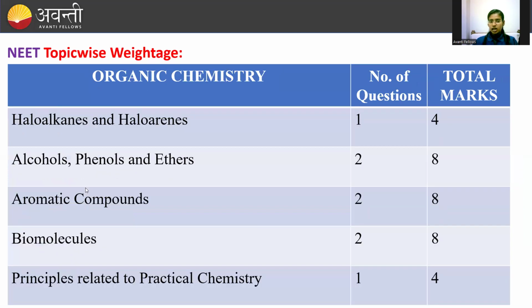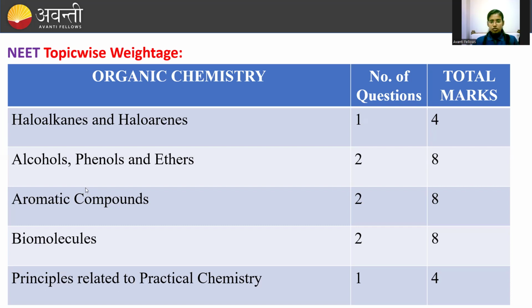Then coming to organic, we have haloalkanes and haloarenes, alcohols, phenols, and ethers, aromatic compounds, biomolecules, and principles related to practical chemistry. Among these 5 lessons of organic, alcohols, aromatic compounds, and biomolecules are the 3 organic lessons taking the highest weightage. Two questions from each lesson are asked. Clear? So we have to give more importance. All the lessons are very important, but more importance and preference has to be given to these lessons. Clear?